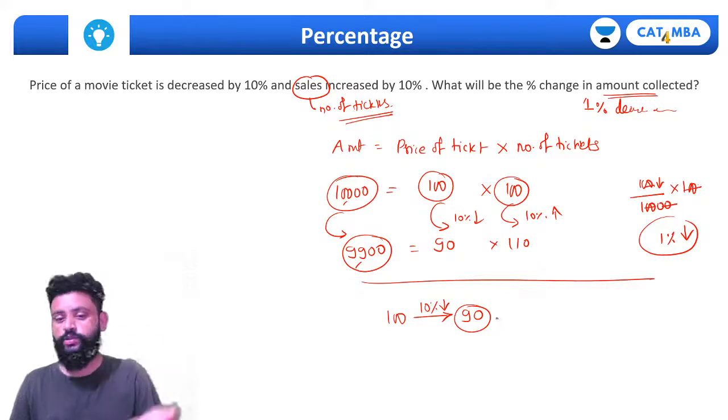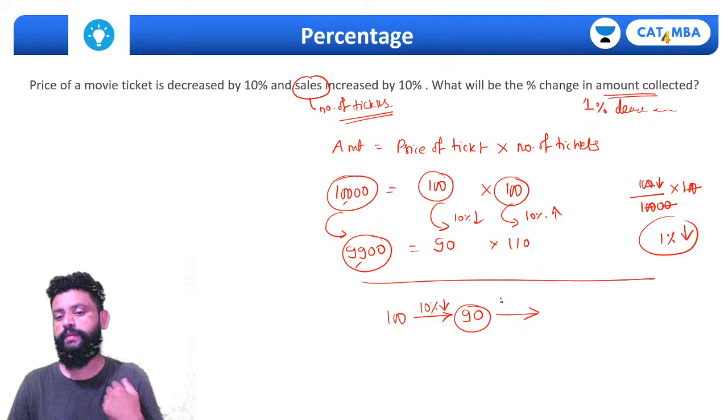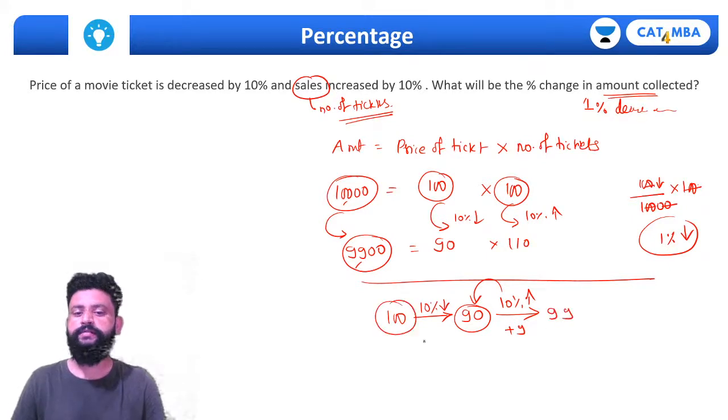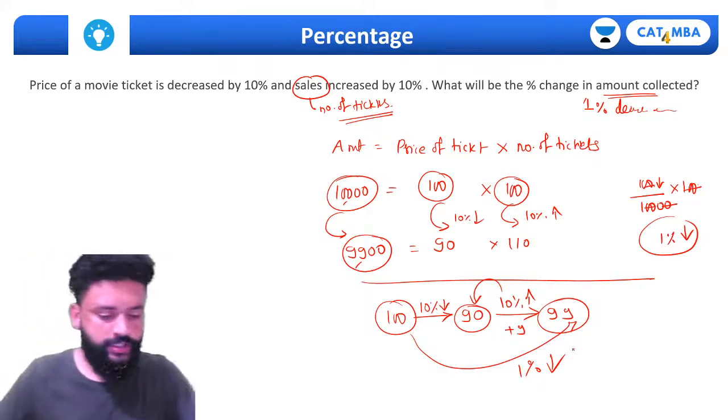बट अभी सेल तो इंक्रीज हो गए, सो उस वैल्यू को जो करंट रेवेन्यू है डिक्रीज होने के बाद उसको 10% से बढ़ा दो. नाउ 10% ऑफ 90 will be plus 9 and that comes out to be 99, and this is how you can get 1% decrease. Satyaprakash, have you understood the second method?